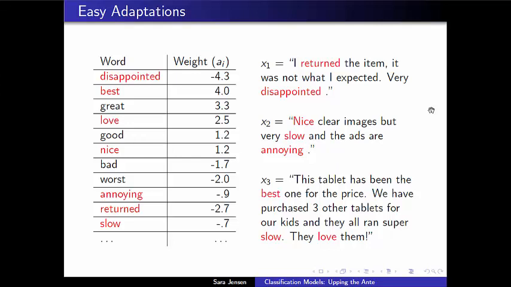And the third review is, "This tablet has been the best one for the price. We have purchased 3 other tablets for our kids and they all ran super slow. They love them." So clearly a positive review, but you can see we have a little bit of an issue as they start to reference other tablets and attribute those negative aspects to the other tablets, but we don't necessarily have a way of picking that up in our model.